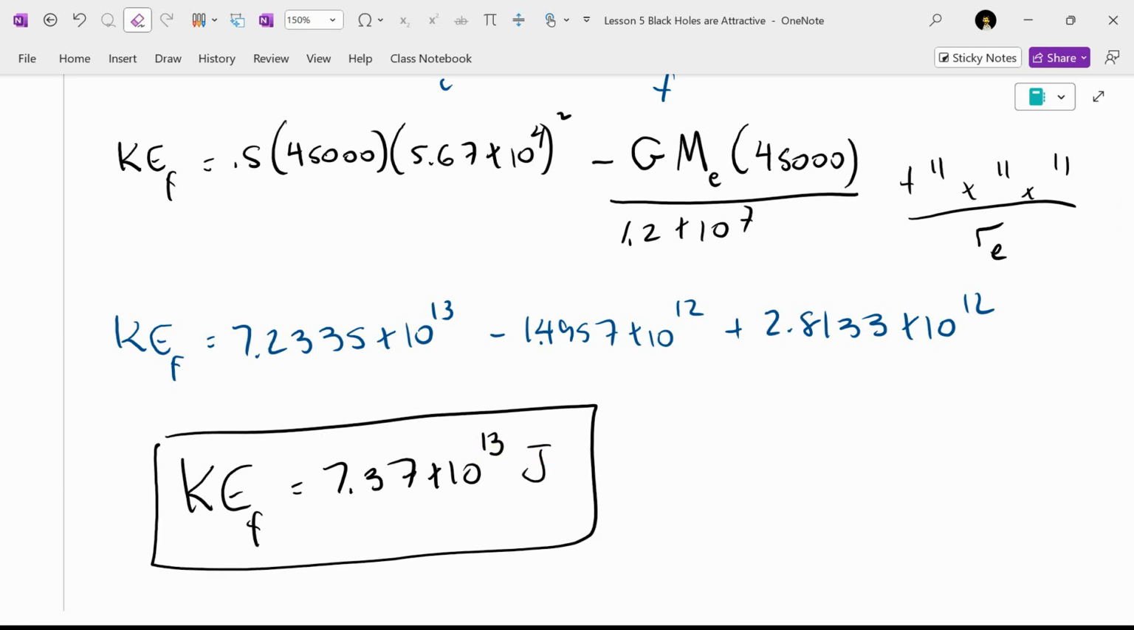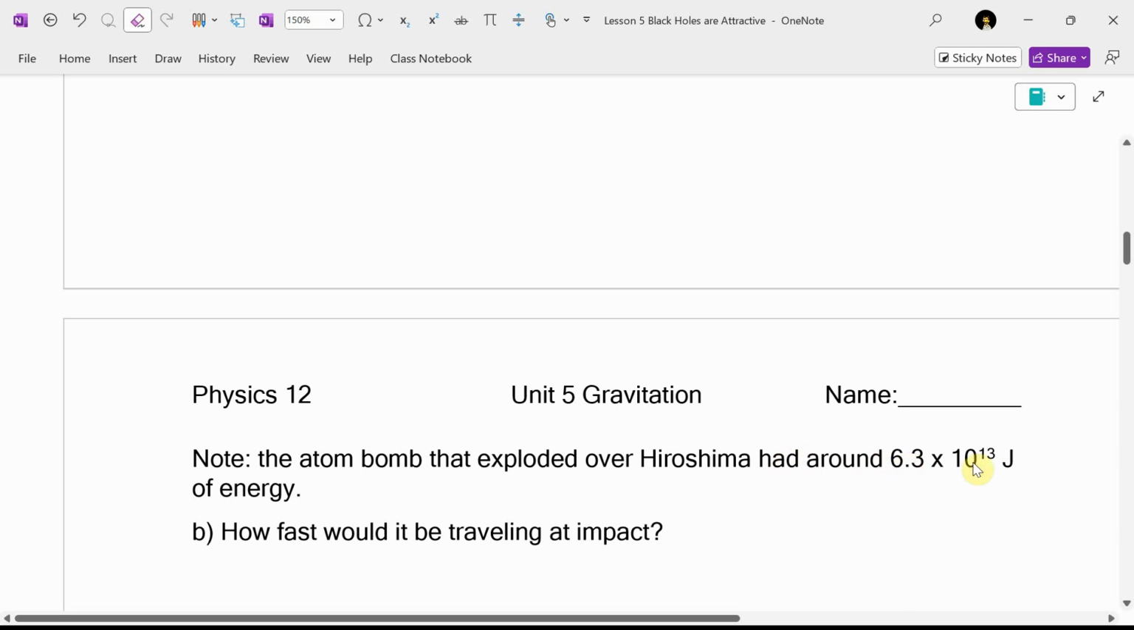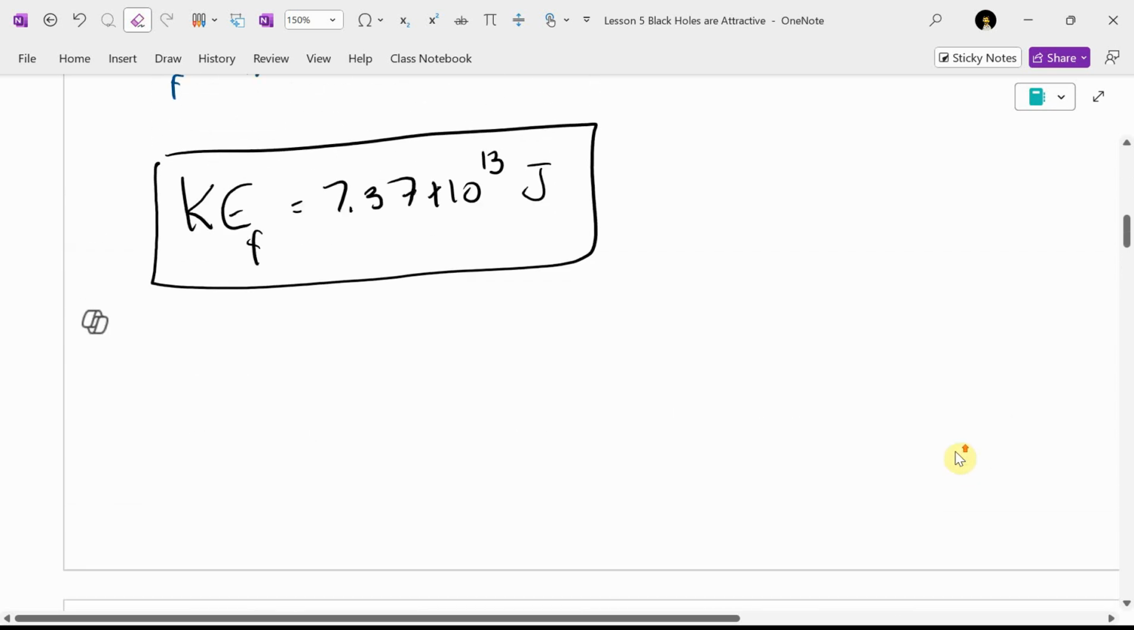Is that a lot of energy? I wanted to put it into some context. So I looked up the amount of energy in the first atomic bomb ever dropped, the one that was released over Hiroshima. And that is 6.3 times 10 to the 13th. This is basically a small atomic bomb going off. Would you want to be in the vicinity? No, no, no. And this isn't that big an asteroid.